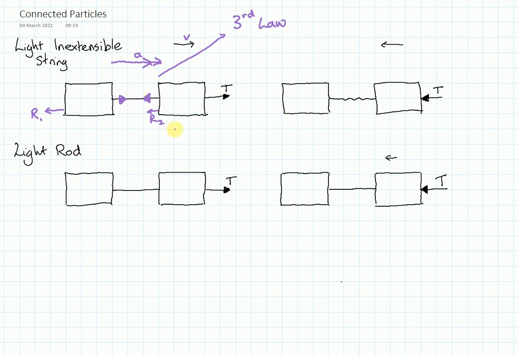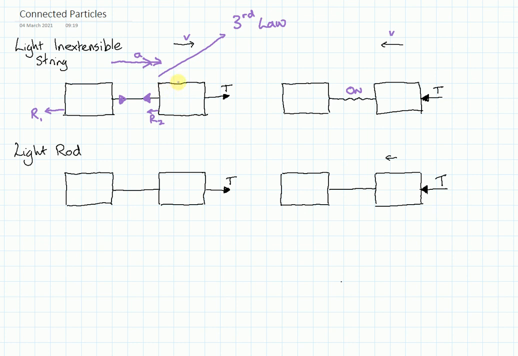The counter position, though, with a light inextensible string, is if one particle is moving towards the other, there is no tension here. There's no newtons happening in here. There's nothing actually trying to put work on this one. So what can happen is that you might be moving together, and then they say, right, we're going to start slowing this one up. What happens?